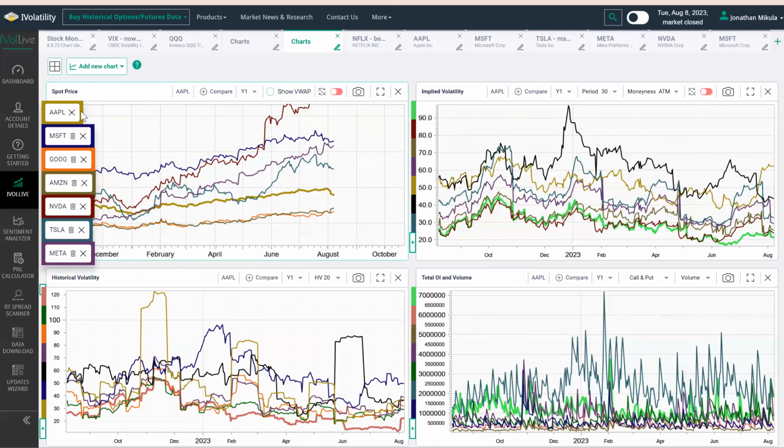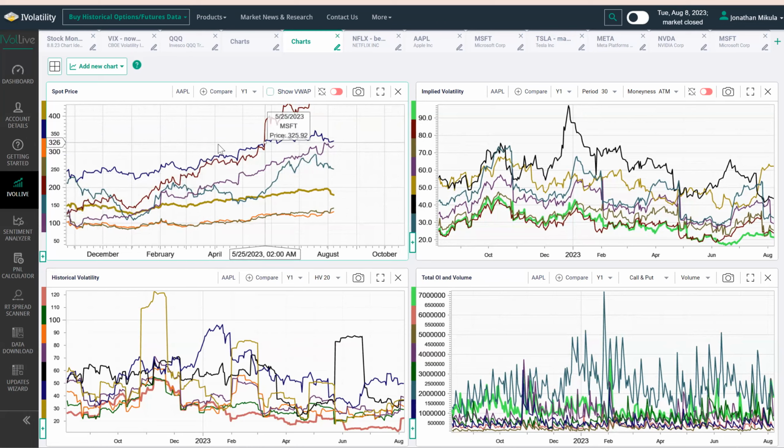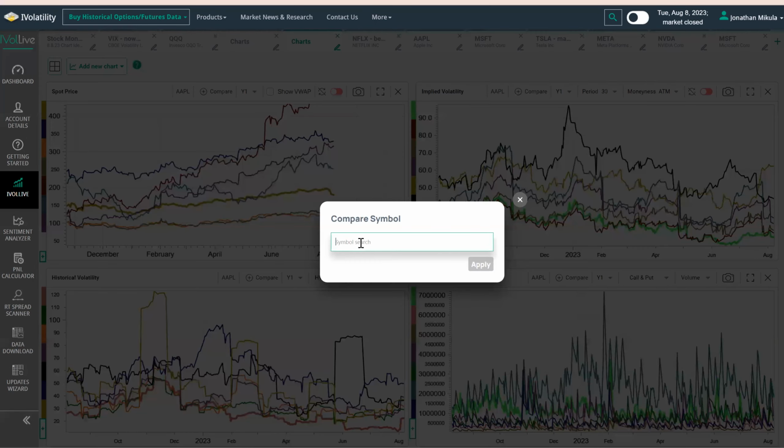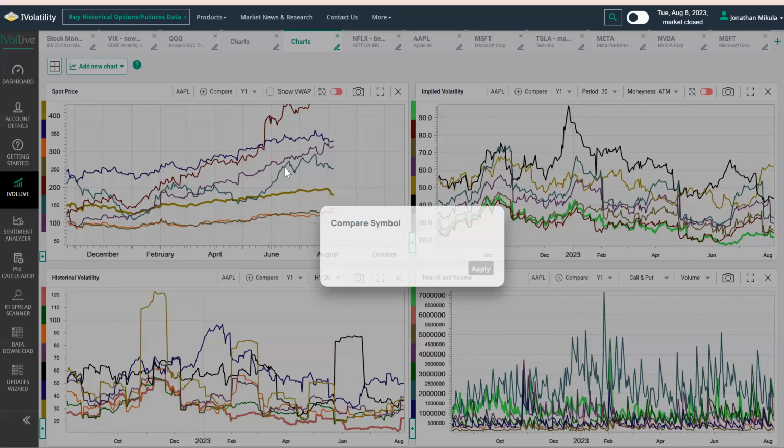So I'll show how to build a spot price chart. If you want to minimize the color wheel here, the legend, you just hit X. If you wanted to get rid of a stock, you would hit the trash can, and that would delete it from the chart. So again, that's pretty easy. And anything you want to add, you would just click compare, type in the symbol, and then you would hit apply. So that's how spot price works.